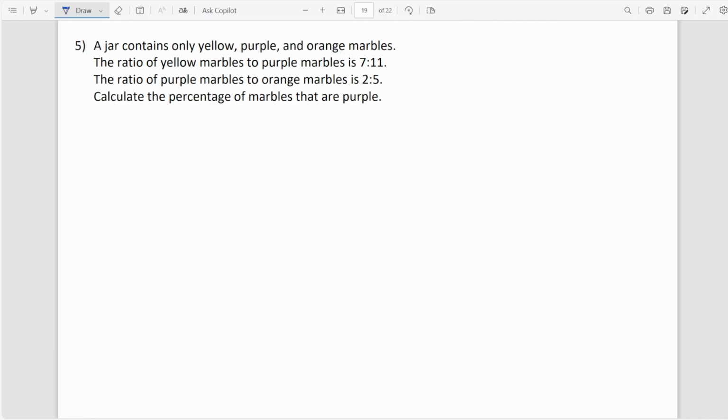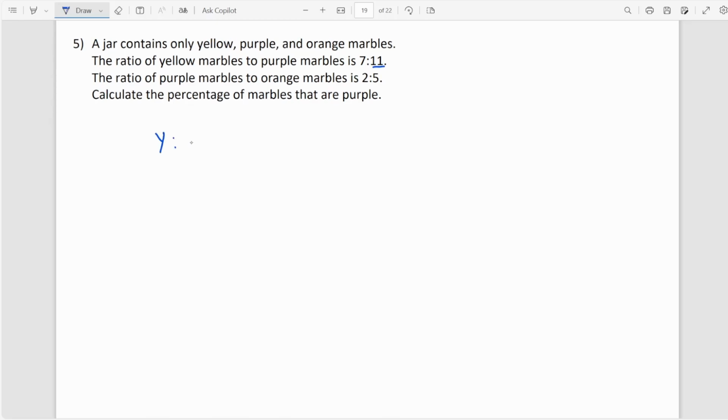All right. A jar contains only yellow, purple, and orange marbles. The ratio of yellow marbles to purple marbles is 7 and 11. So yellow, purple, 7, 11. The ratio of purple to orange is 2 and 5. And now we're being asked to calculate the percentage of marbles that are purple. All right.